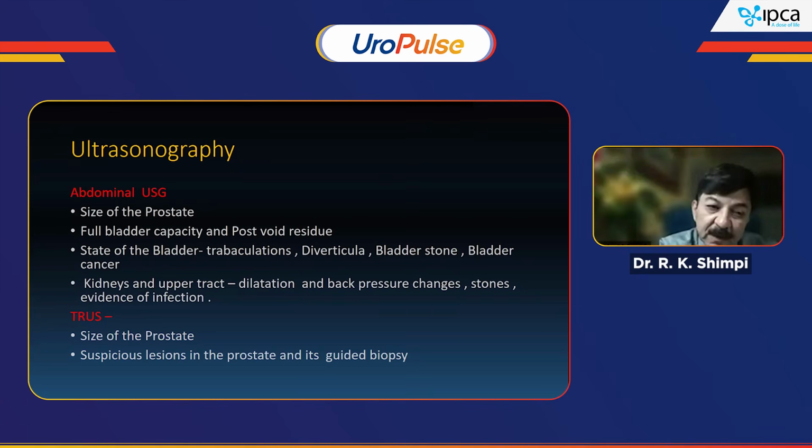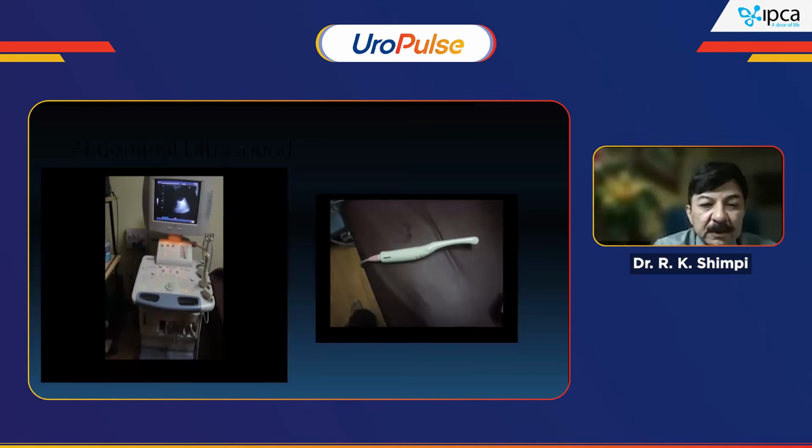Now, those patients where the prostate is hard in consistency, or nodules are felt in the prostate, or if the PSA level is high, you can subject them to transrectal ultrasound, which will also tell you about the size of the prostate, and if there are any suspicious lesions, at the same time you can go for a biopsy of the prostate tissue. Now this is the machine we use for ultrasound, and this is the probe used for the transrectal ultrasound.